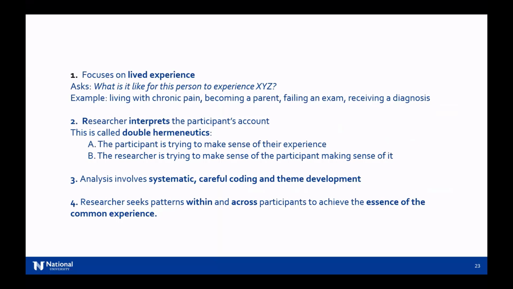And the question is really asking what it's like for this person to experience that experience, whatever that experience is. For example, living with chronic pain, becoming a parent, failing an exam, or receiving a medical diagnosis. So we really hone in on the person's lived experience. The researcher interprets the participant's account of their experience, and this is called double hermeneutics. Again, these are terms that one can read up on and would be essential to be familiar with if one is doing a phenomenological study. The participant is trying to make sense of their experience, and the researcher is trying to make sense of the participant making sense of it. This is what we call double hermeneutics.